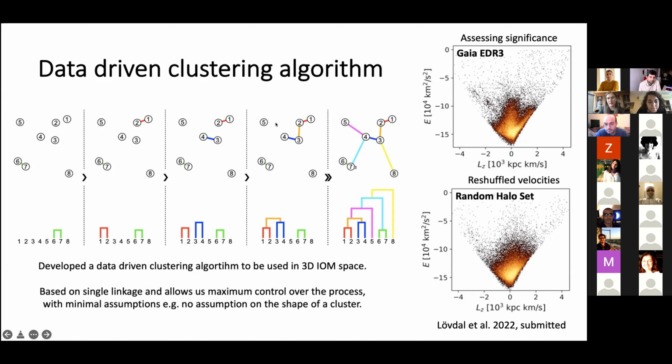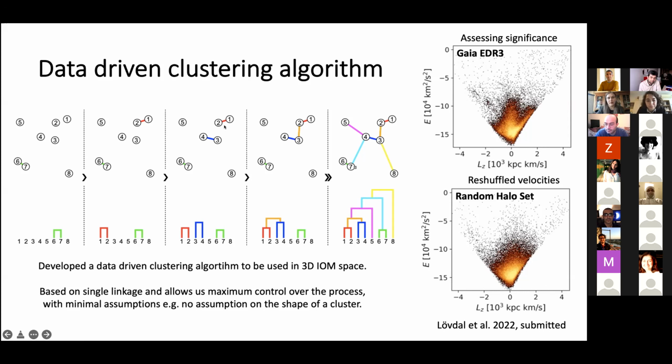So for example, if this was in our halo set and this was a cluster, at this step, it would fit an ellipsoid around these 4 stars. It would count the number of stars that fall within this ellipsoid in the real data, and how many fall within this ellipsoid in the random halo set. And this would give us a measure of our significance. And then what we do is we extract the clusters when they reach their maximum significance.